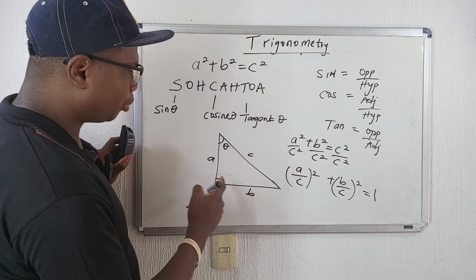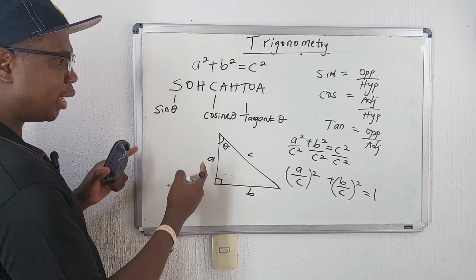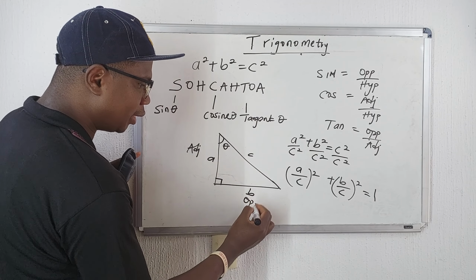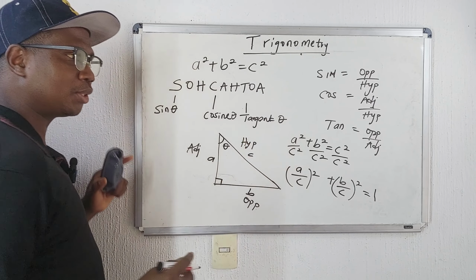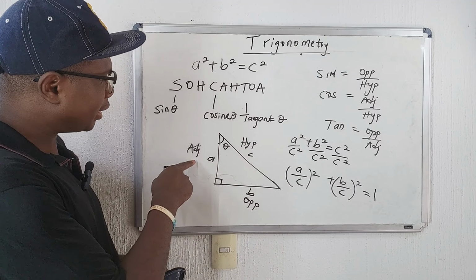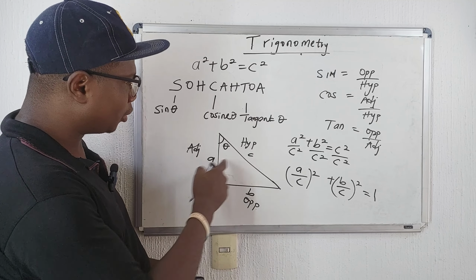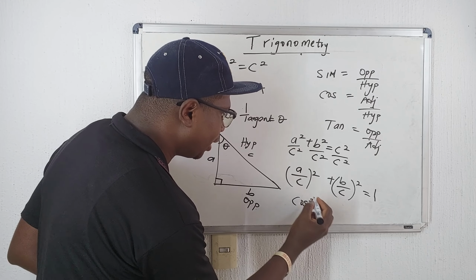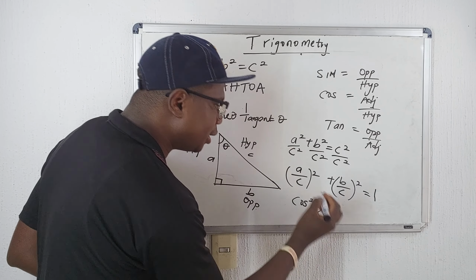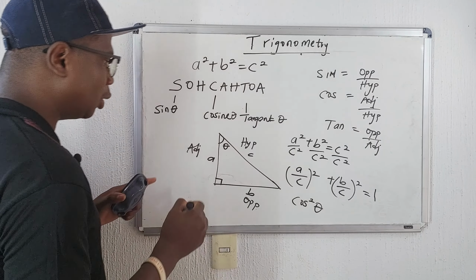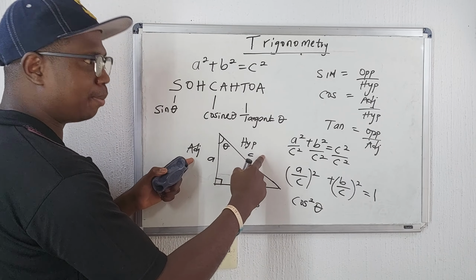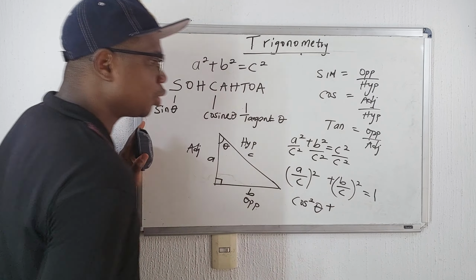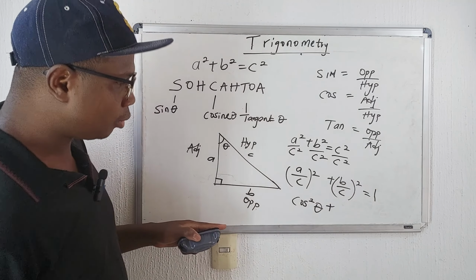Now, what is our A over C? From what we have explained, A is our adjacent, B is our opposite, and this is our hypotenuse. Now, our adjacent over hypotenuse, A over C, what relationship is that? Cos. The angle given is theta, right? Because A is adjacent over C hypotenuse. The relationship is cos, then the angle given, so cos squared theta, plus B over C.